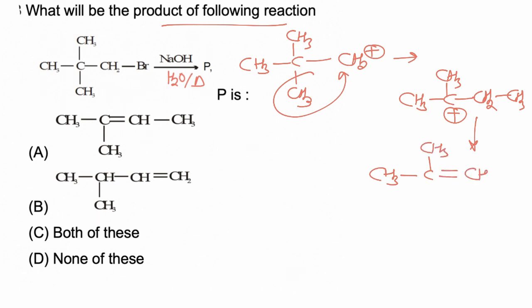Now this carbocation will abstract hydrogen from its alpha position to form alkene via E1 mechanism. So 2-methyl butene is formed as ultimate product. 2-methyl butene is formed as a product, and hence correct answer is A. So A is major product of the reaction.